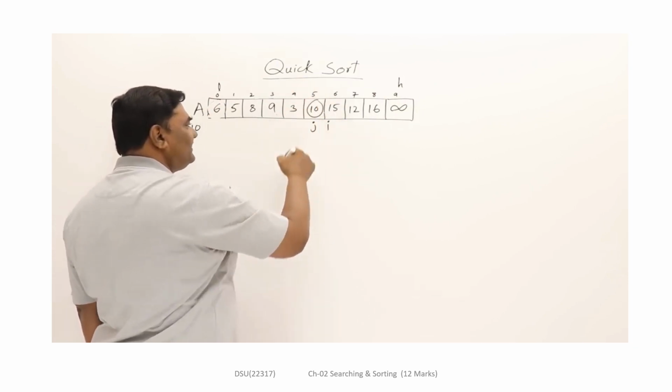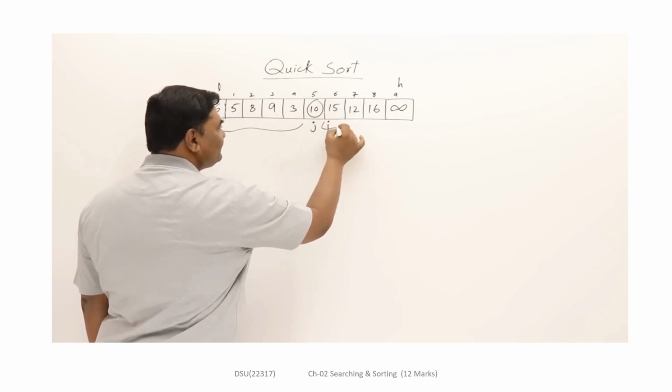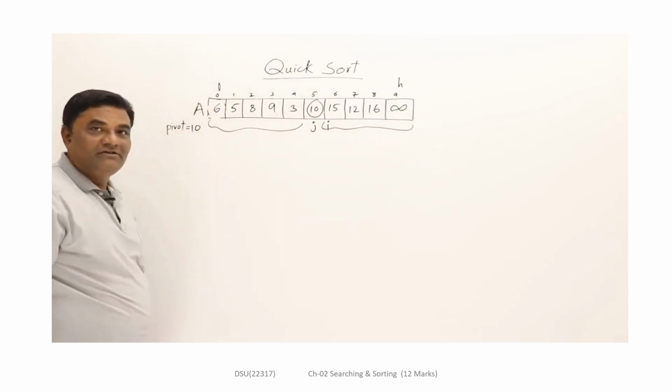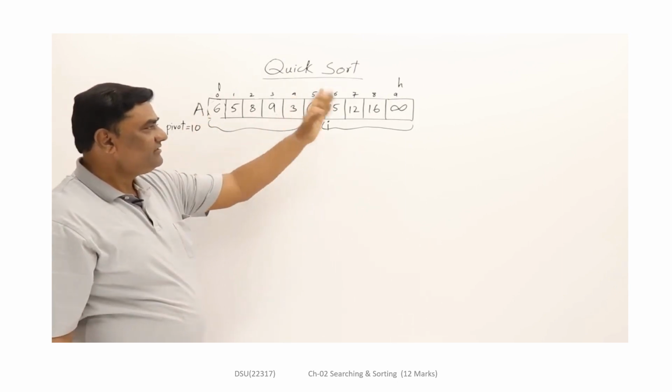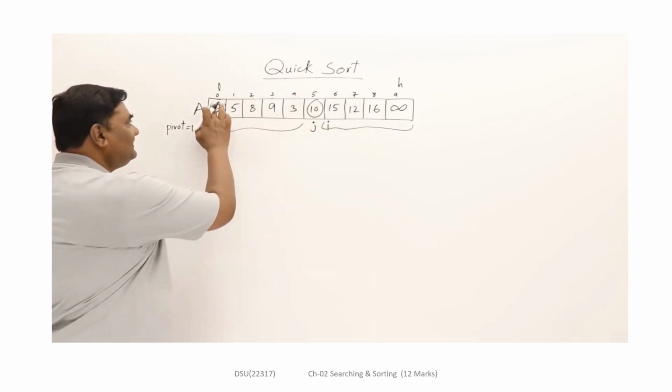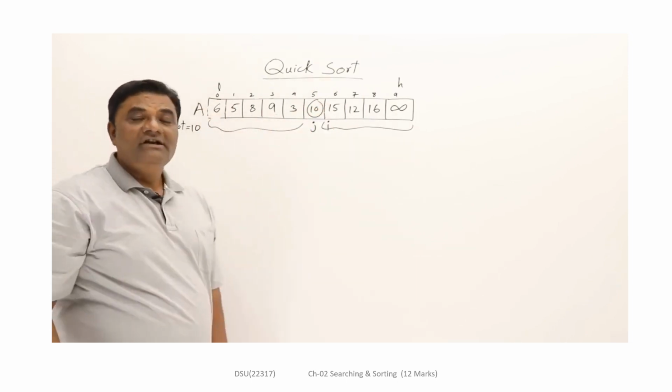Now this is sorted. This list is not yet sorted and this list is not yet sorted. You can see that all the elements on this side are smaller than 10 and all the elements on that side are greater than 10, and these are not sorted. These are not sorted and even those are not sorted. We have to sort them.